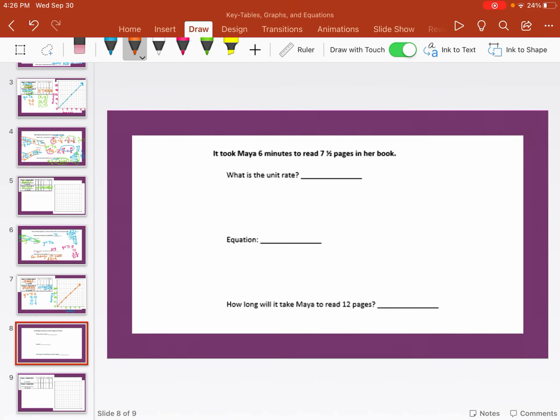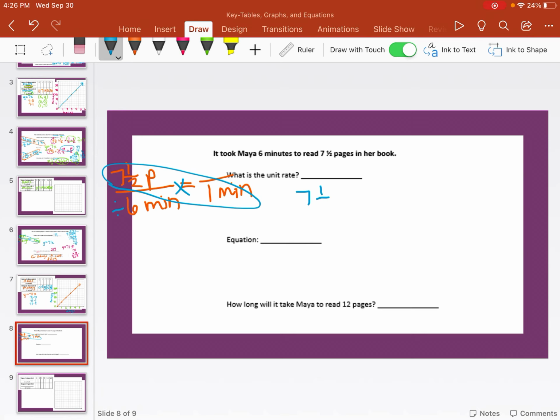All right, it took Maya 6 minutes to read 7.5 pages in her book. So let's find the unit rate. So I want to know how many pages per minute, not how many minutes per page. So 7.5 pages for 6 minutes. And I want to know what it is for 1 minute. Cross multiply. 7.5 times 1 is 7.5. Divide by 6. Again, you could change this to decimals if you prefer. I'm just going to leave it.